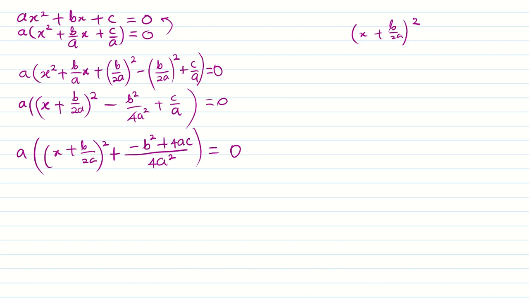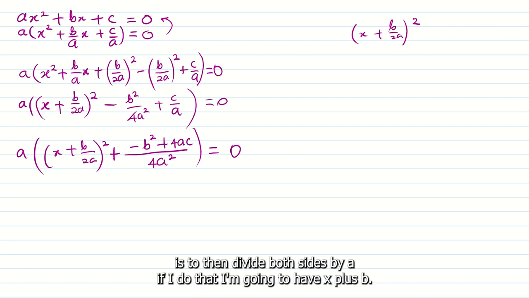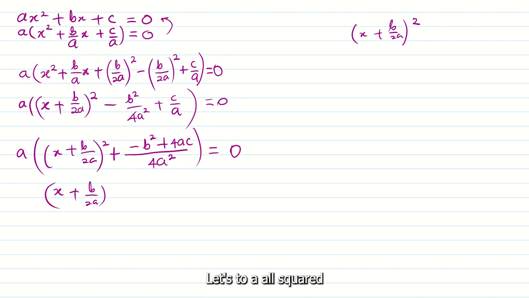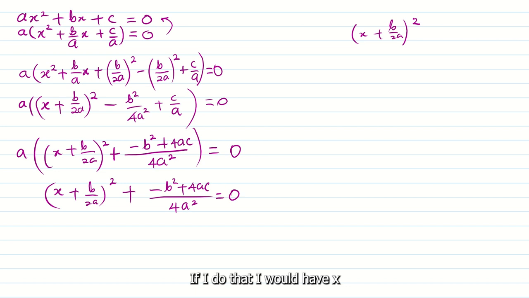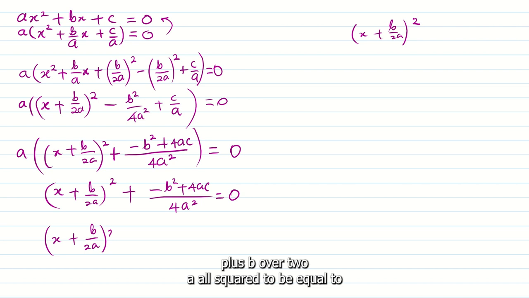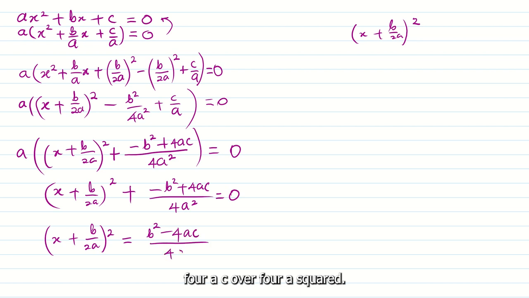Next thing we want to do is to divide both sides by a. If I do that, I'm going to have x plus b over 2a all squared, plus minus b squared plus 4ac over 4a squared equals 0. This I want to subtract from both sides. If I do that, I would have x plus b over 2a all squared equal to b squared minus 4ac over 4a squared.